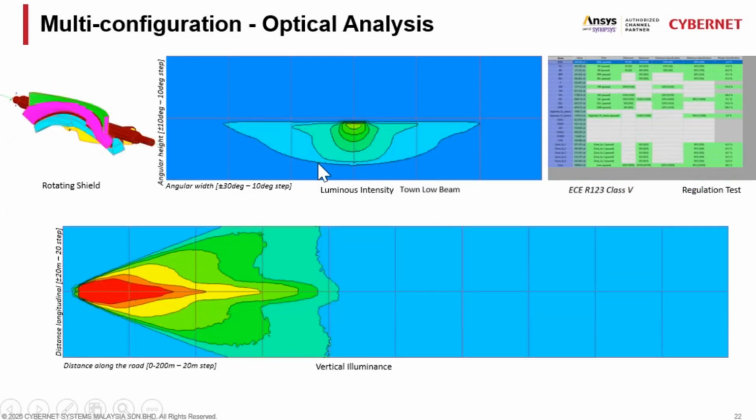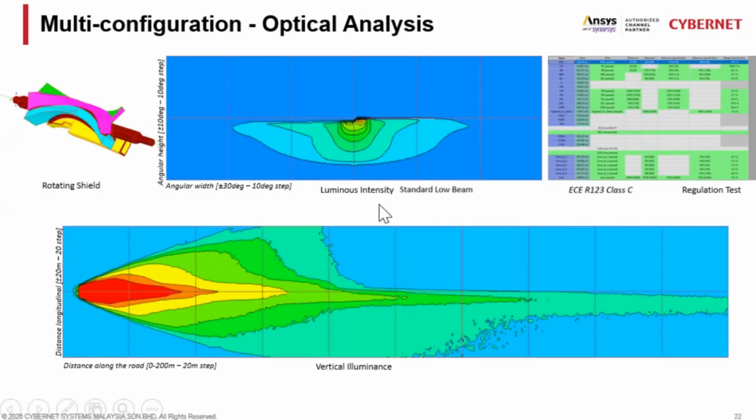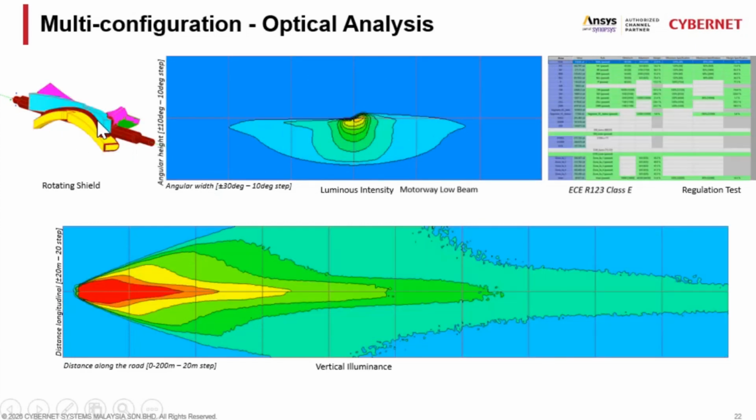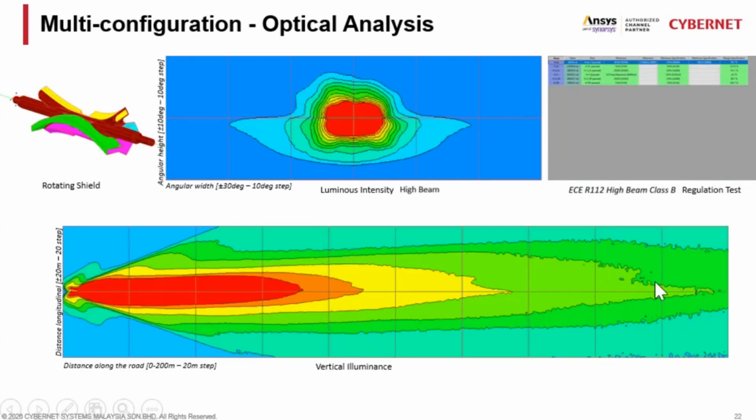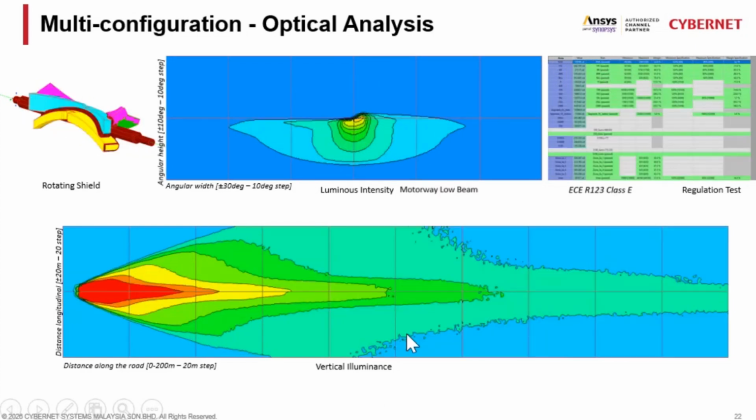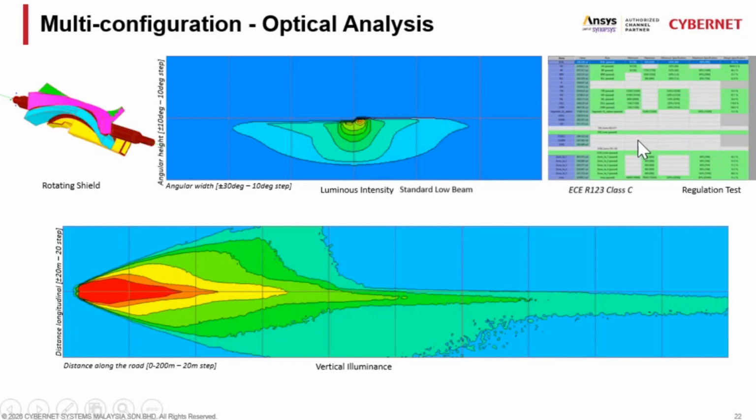Okay, so here is the optical analysis based on changing all these different statuses or conditions. You can see the light ray pattern on the illuminance and also the intensity and also the standard.